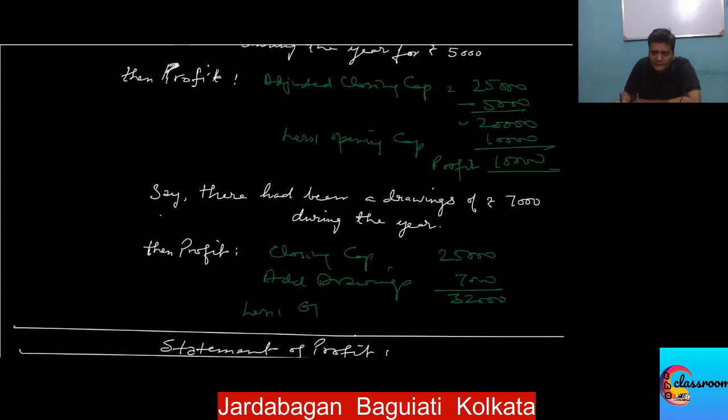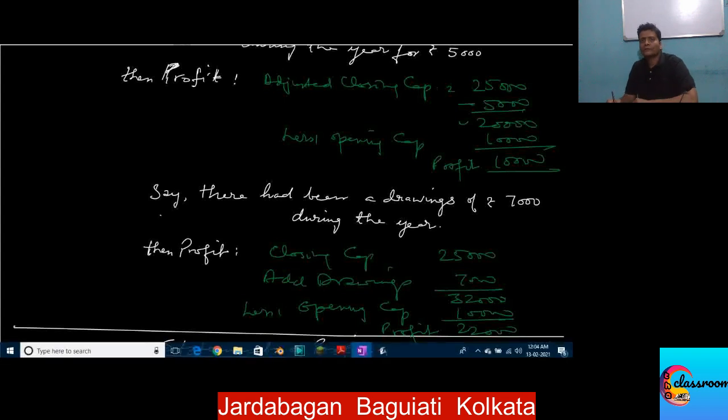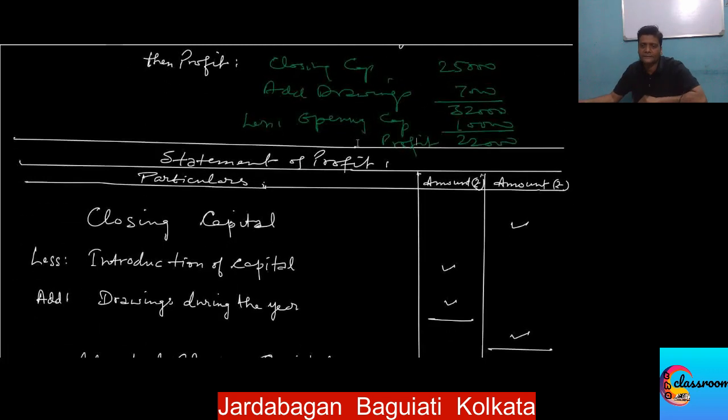So from this capital, if we deduct opening capital of 10,000, we will get 22,000 as profit. So we understood that in order to find out the correct profits, we need to adjust the closing capital for introduction and withdrawal of capital. And thereafter, if we subtract opening capital from that, we are sure to get correct profits.